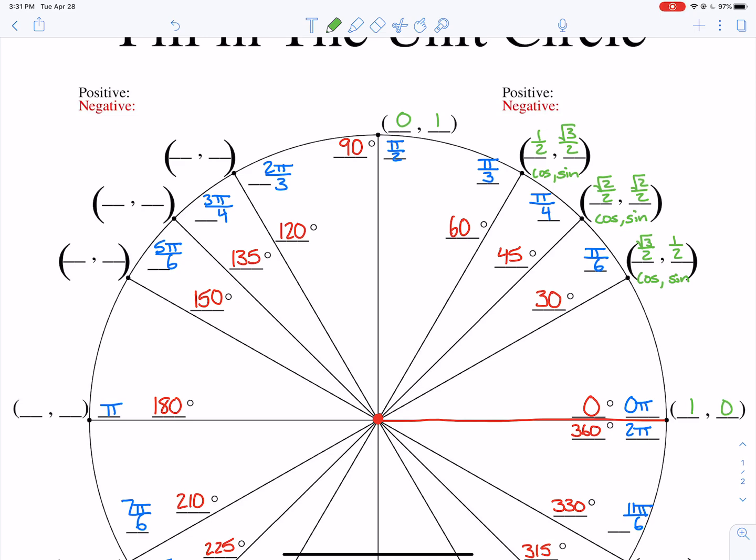So this 60-degree angle is going to reflect over here, basically, and your coordinates stay the same. So I'll have 1/2, square root of 3 over 2. But the signs change now because I'm in this second quadrant. So it's negative, positive for this quadrant.